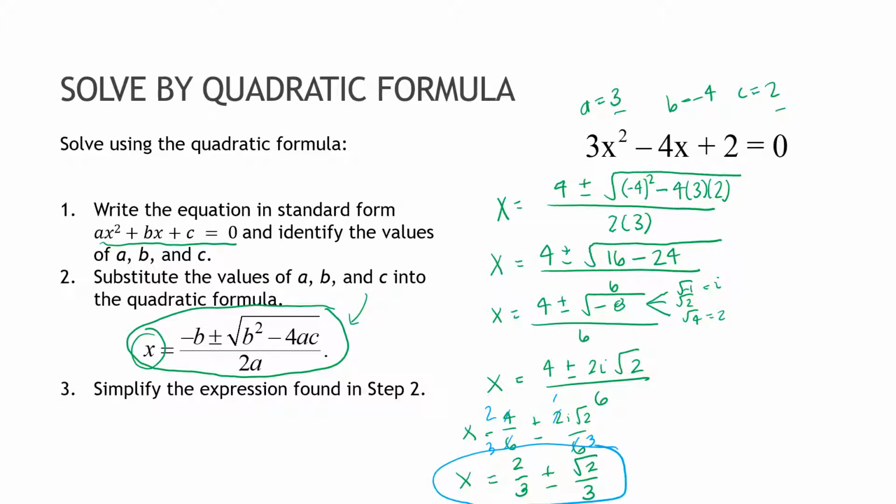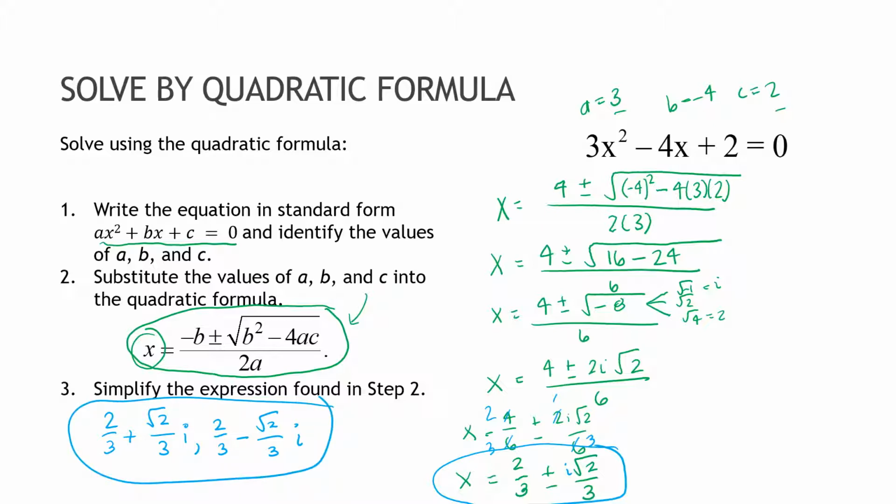Because it's a plus or minus, I would again write 2/3 plus i radical 2 over 3, comma, 2/3 minus i radical 2 over 3. Oops, I lost my i somewhere. That should be i radical 2. That's how Alex will want that solution. Don't forget the i like I did. But you get the idea.